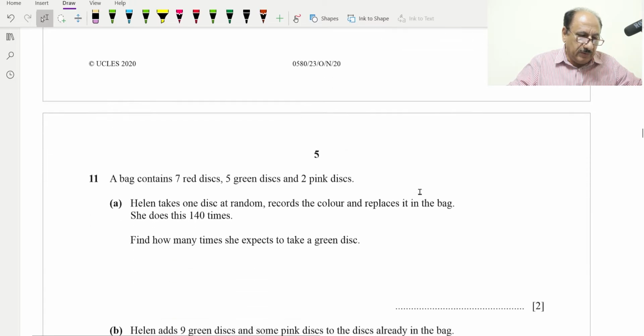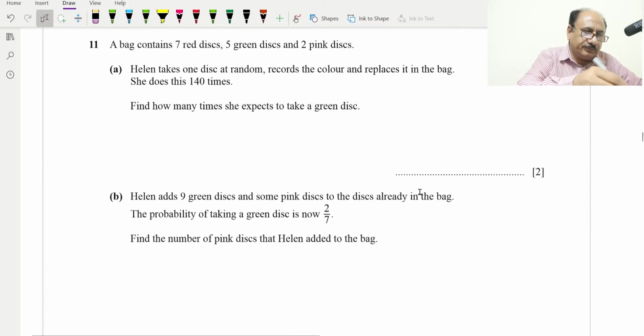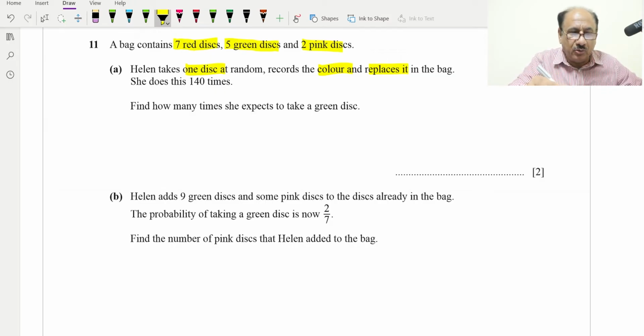Hopefully you understood this. Now question number 11. A bag contains 7 red discs, 5 green discs, and 2 pink discs. Helen takes one disc at random, records the color, and replaces it in the bag. So it's already replaced, so there is no reduction in the number. She does this 140 times. Find how many times she expects to take the green disc. So we can check for this one. This will be 5.